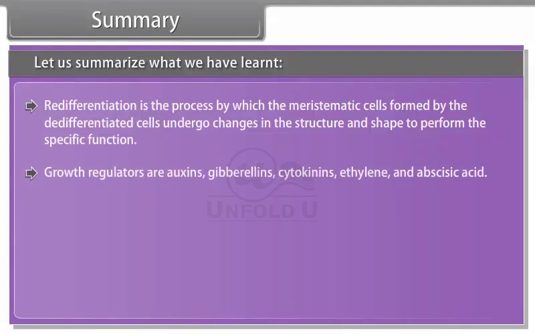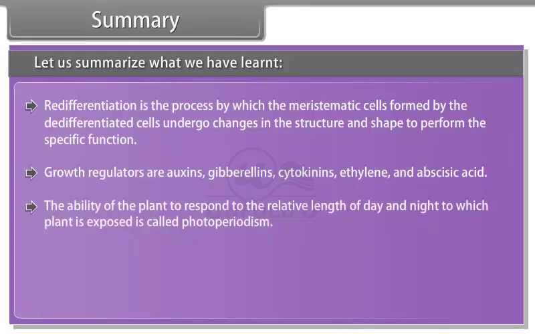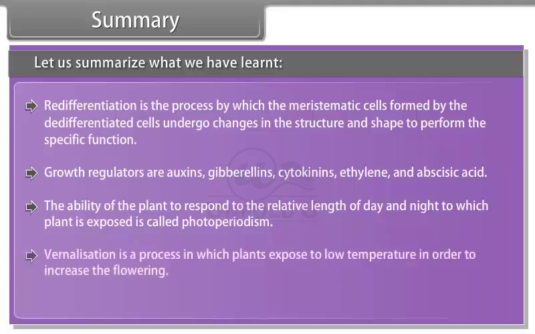Growth regulators are auxins, gibberellins, cytokinins, ethylene and abscisic acid. The ability of the plant to respond to the relative length of day and night to which the plant is exposed is called photoperiodism. Vernalization is a process in which plants are exposed to low temperature in order to increase flowering.